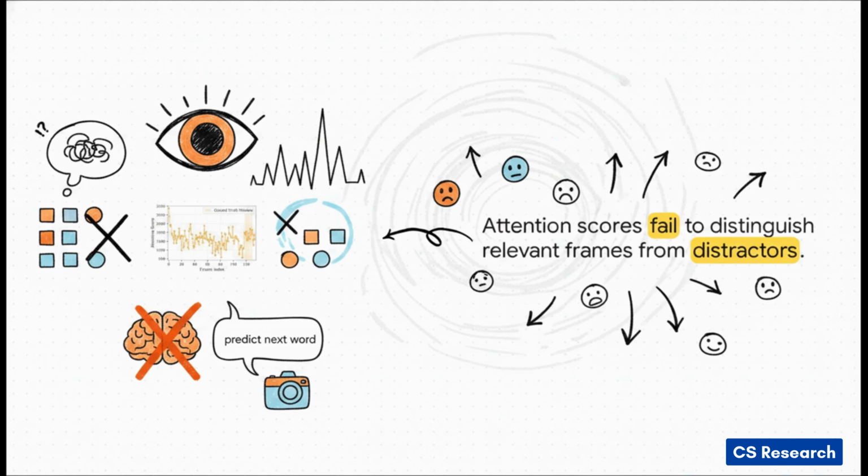And why does this happen? Well, it's because the AI's attention mechanism is trained to predict the next word in a sentence. It's not actually trained to actively search for and retrieve specific images.